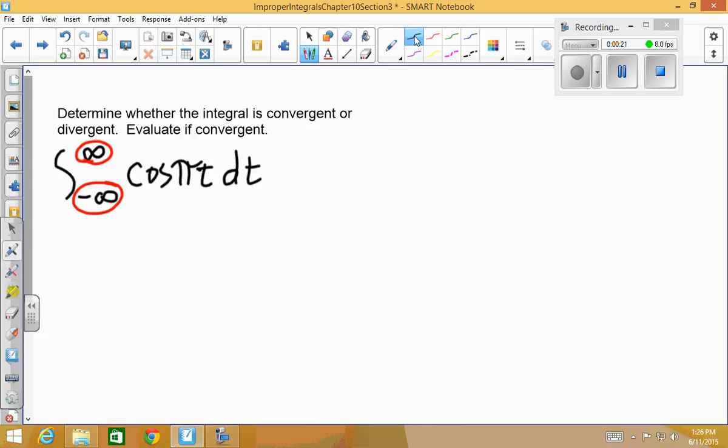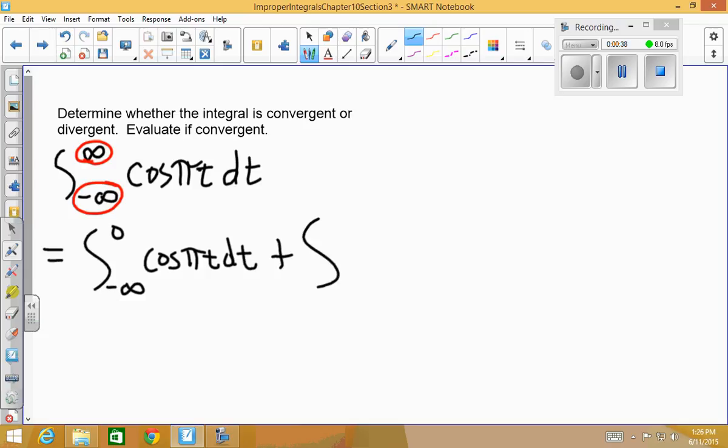Since there are two infinite limits of integration, this integral breaks up into two integrals. Integral from negative infinity to 0, say. In fact, you could pick any number that you want instead of 0, but 0 is usually pretty convenient. Plus the integral from 0 to infinity, cosine of pi t dt. Each one of these is an improper integral which requires a limit to evaluate.